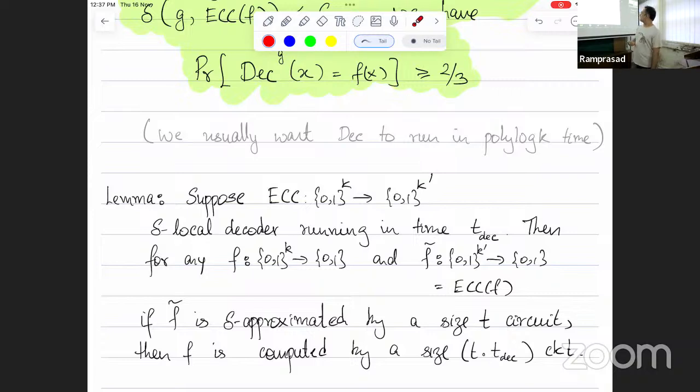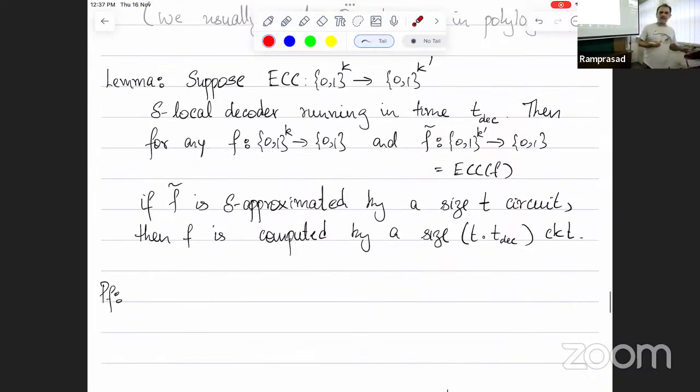Okay. So that's what. Did I mix up delta and 1 minus delta? Anyway, we'll see the proof, basically what happens here. And the proof is fairly simple.